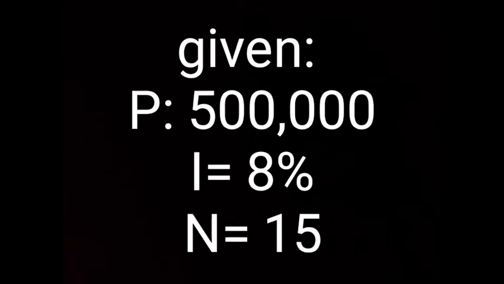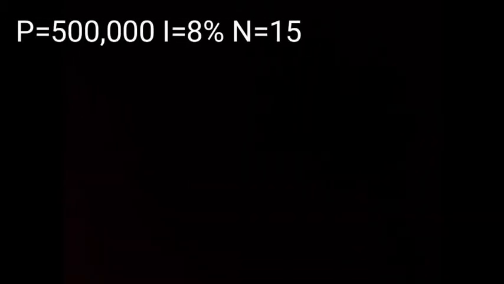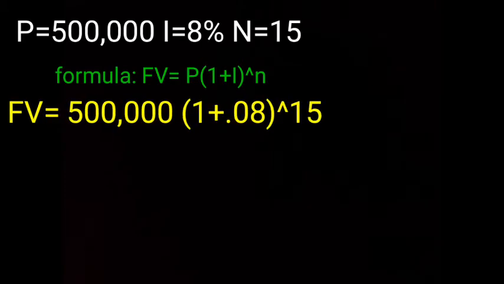Given the principal amount is 500,000, the interest rate is 8%, and the number of periods is 15, with the formula, then substitute the given values into the formula.